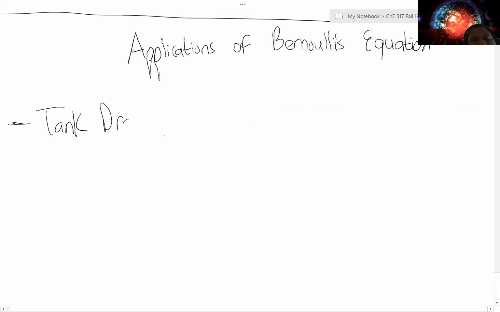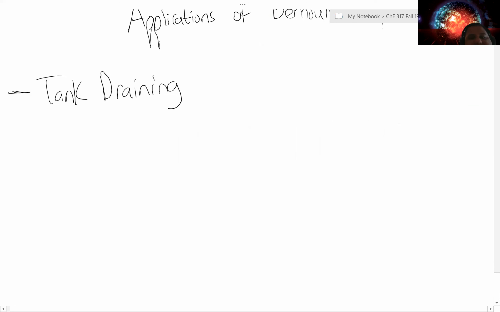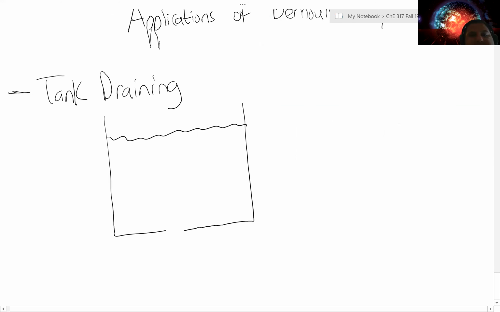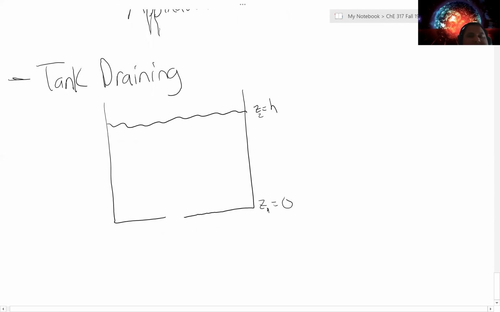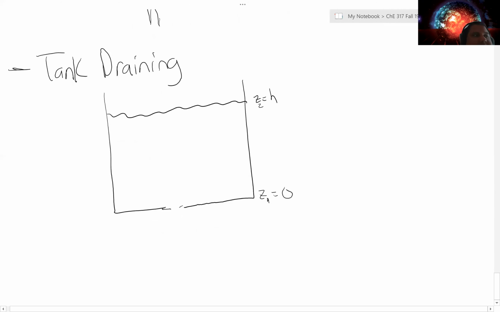Classic example I can't help but consider. So let's say I've got a tank and it's filled with water, because water's cheap, to a certain height, which I will say is h. So I'll say this is Z2, this is Z1, it's 0. And at the bottom of this tank is an outlet port that I can open and close. And when I open it, it discharges to the atmosphere.